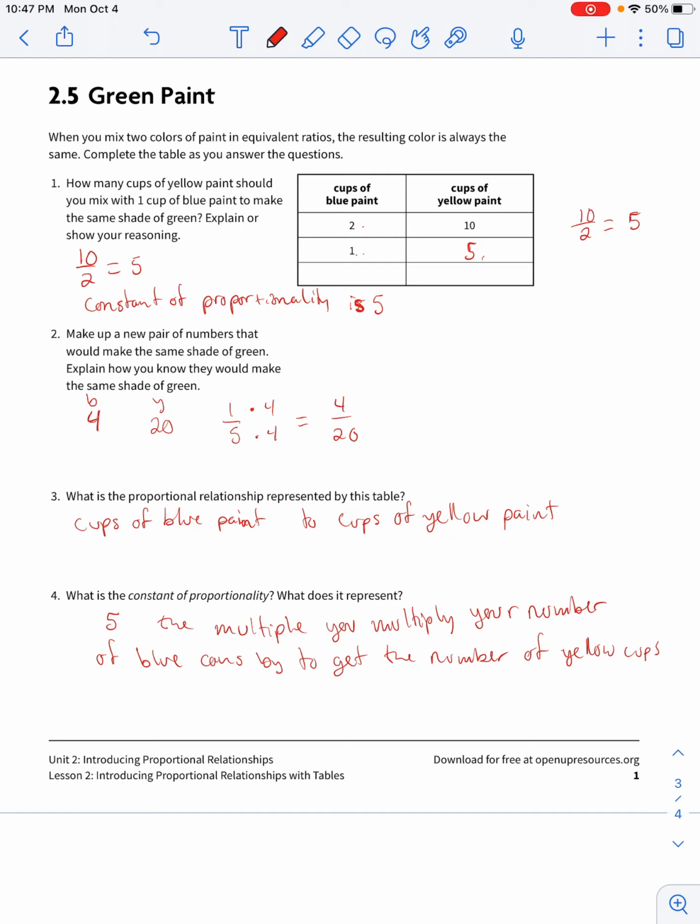Okay, what is the proportional relationship represented by this table? It's just the cups of blue paint to the cups of yellow paint. And then the constant of proportionality, that's 5, and that just represents the number you're multiplying the number of cups of blue paint by to find how many yellow cups you need to keep the shade of green the same.